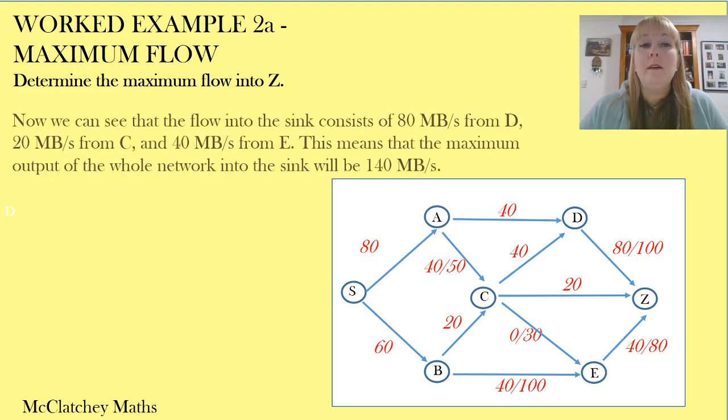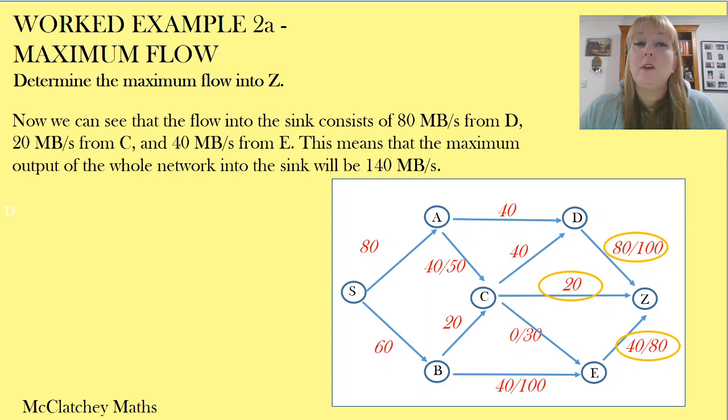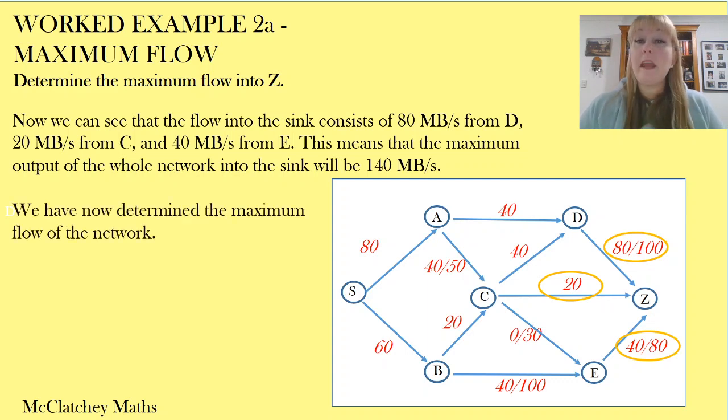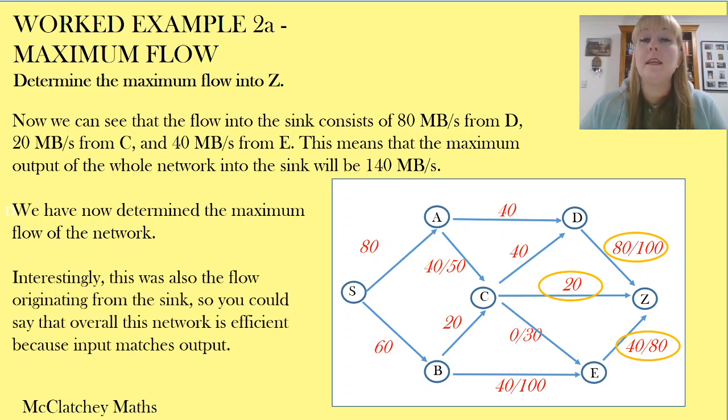And therefore, we've now got total coming into our sink of 80 megabytes per second from D, 20 from C, and 40 from E. So that means a total of 140 megabytes per second is coming into our final resting point, which is our sink, Z. So now we've determined the maximum flow of our network. It's 140 megabytes per second.